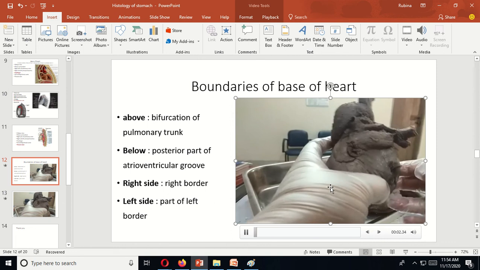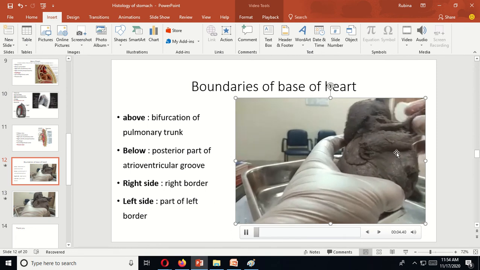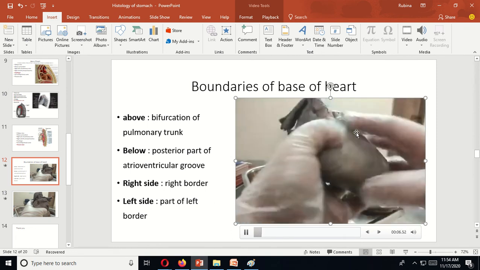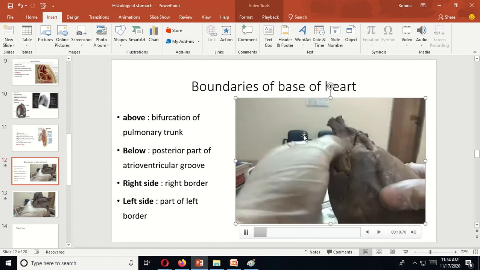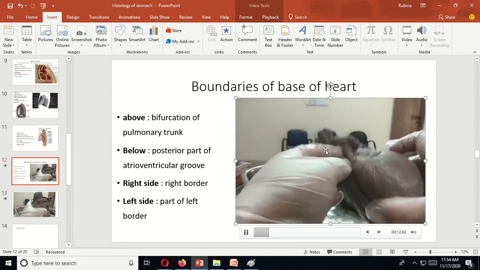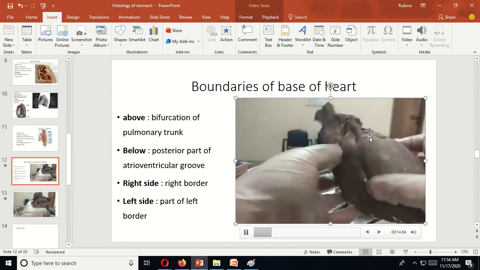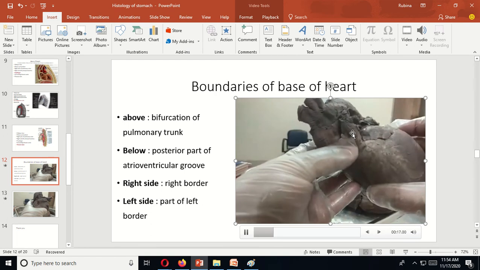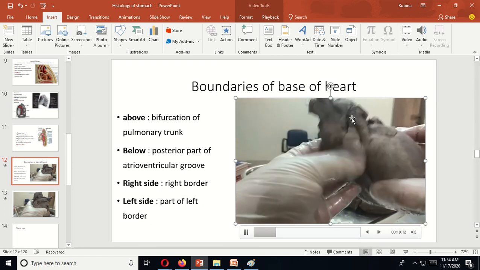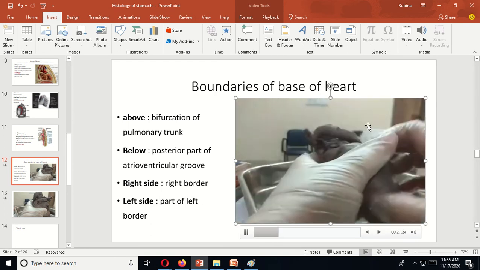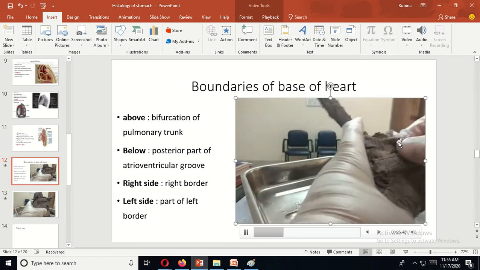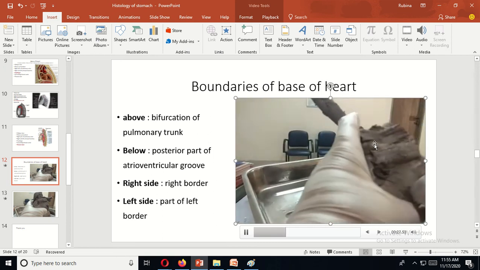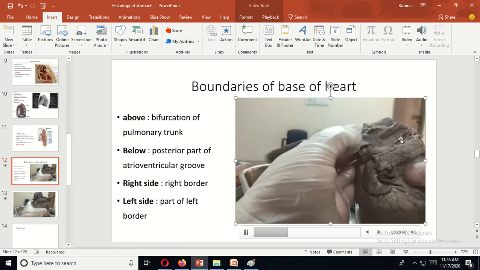So there is a video. This is the base of the heart. In front, this is the superior vena cava. This is the ascending aorta. This is the pulmonary trunk. The pulmonary trunk goes posteriorly and is divided into two parts. This is the right and left branch of the pulmonary trunk.